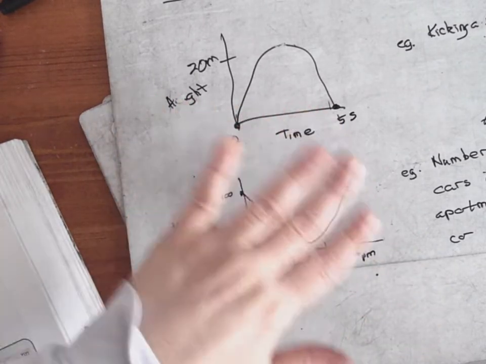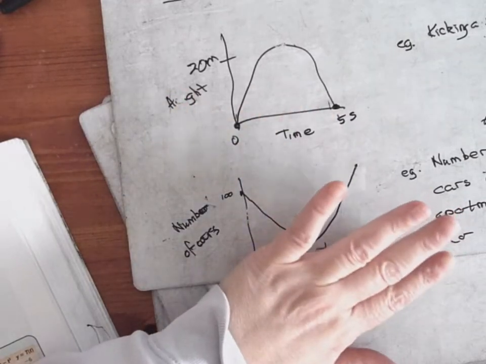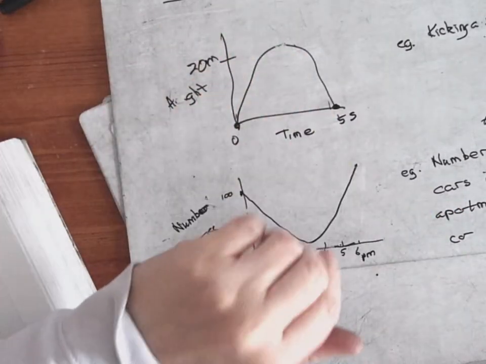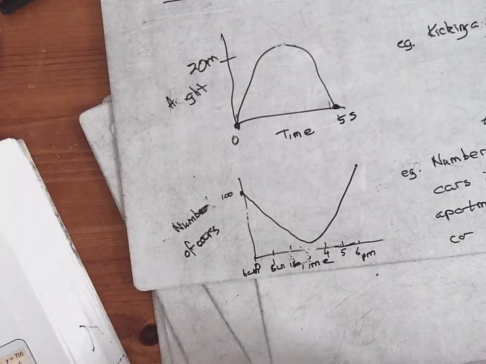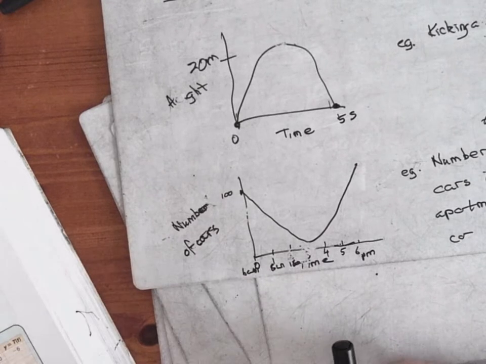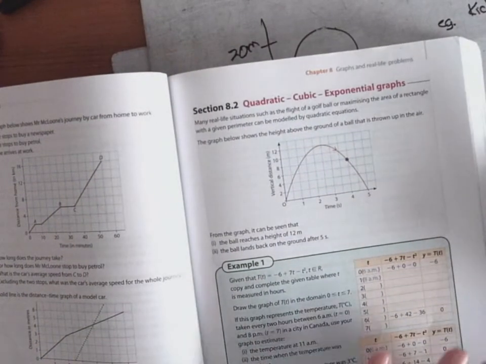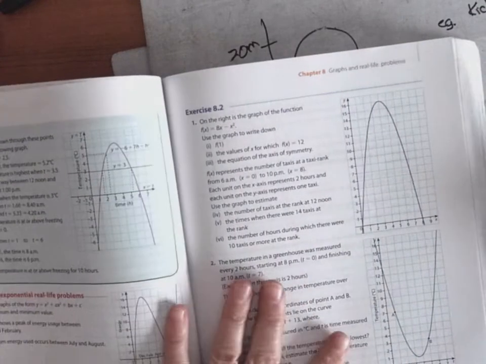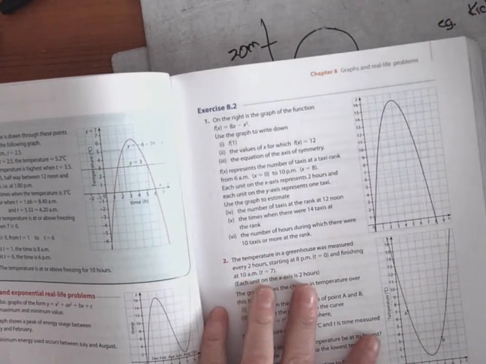So there's nothing new in this section, it's just that there's a story attached. It might be kicking a ball, or cars in a car park, or a bird swooping for fish, or some story, but there's nothing new here. So what I'm going to do is look at questions 1 and 2 and do those with you, and then I'm going to leave you to do them, and we'll iron out the problems on Monday.